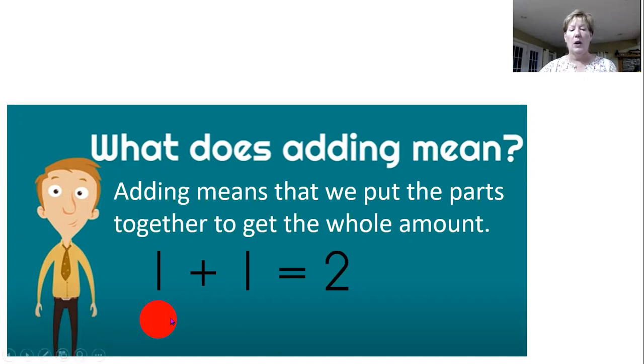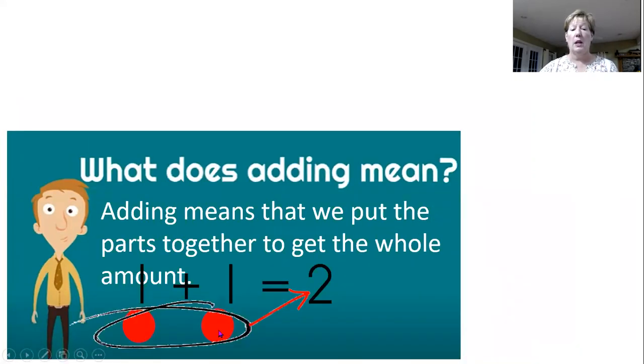So if I had one red dot that you can see on the screen, and I want to add another red dot, I would take the first dot and the second dot, and I would put them together. And then all together, I would have two red dots. That's the whole amount.